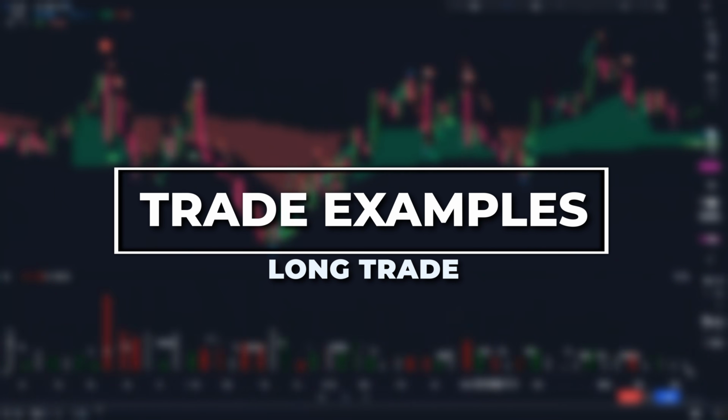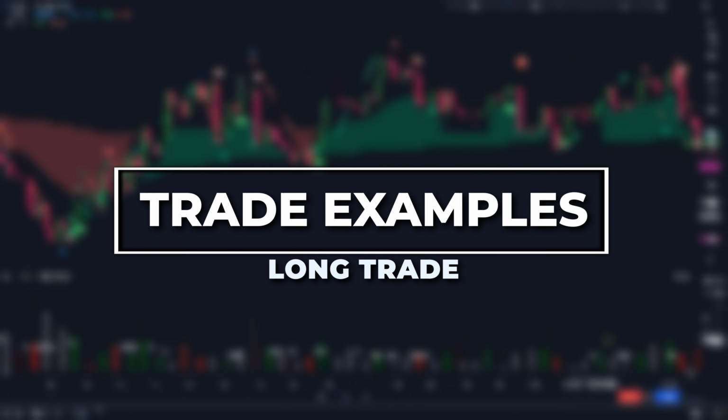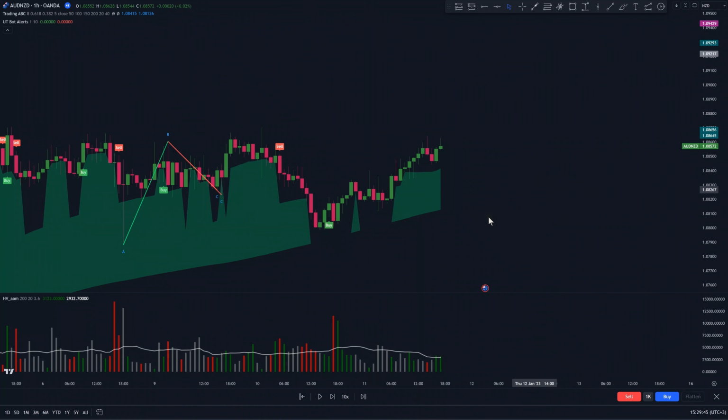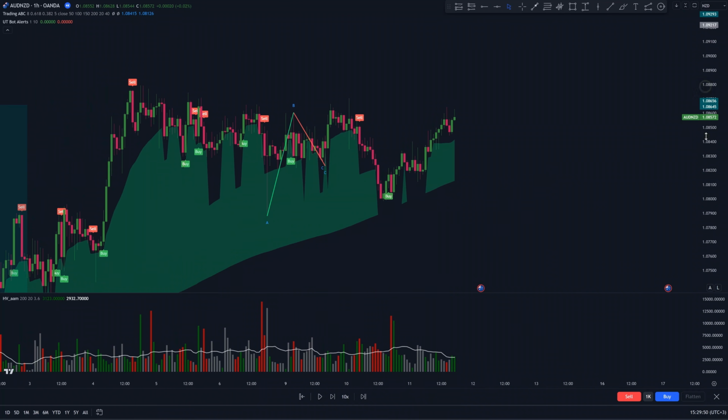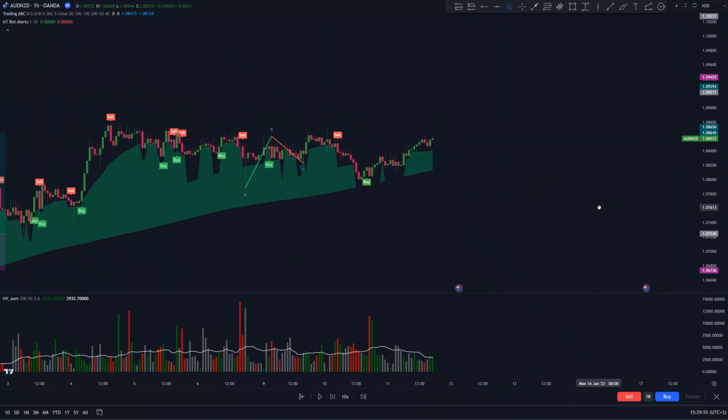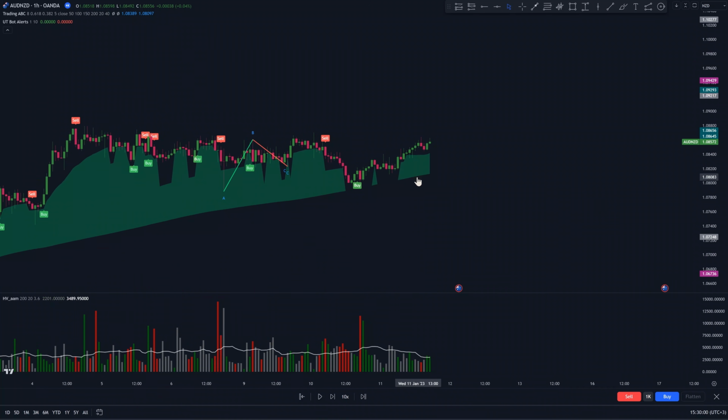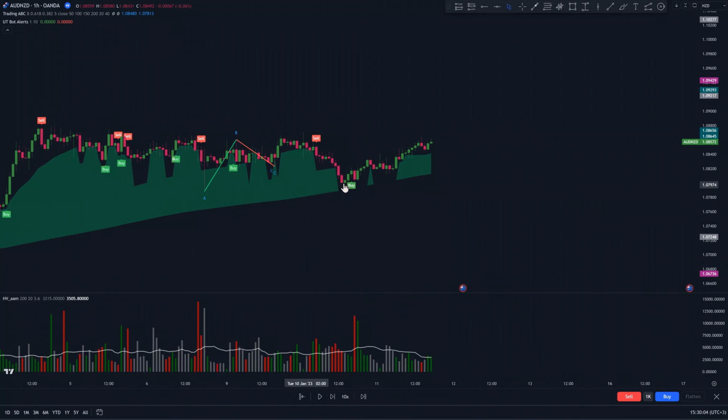Speaking of trade examples, let's start with the conditions for entering a long trade. So since it's a long trade, we obviously want to make sure that the market is in a bullish trend. To confirm that, we just make sure that the trend cloud of the trading ABC indicator is colored green and the price is trading above it. This indicates a bullish trend.